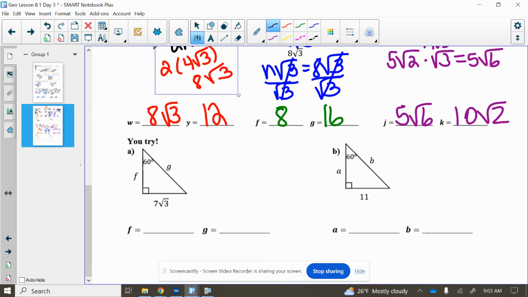Last 2 U tries. Okay, you are given the side across from the 60. So be careful there. You got to solve for n first. And the side across from the 60 in letter B.